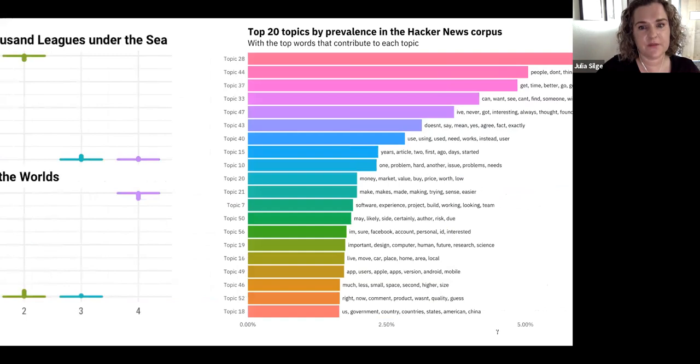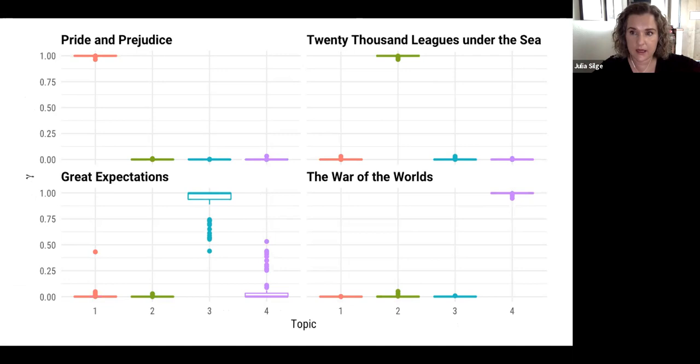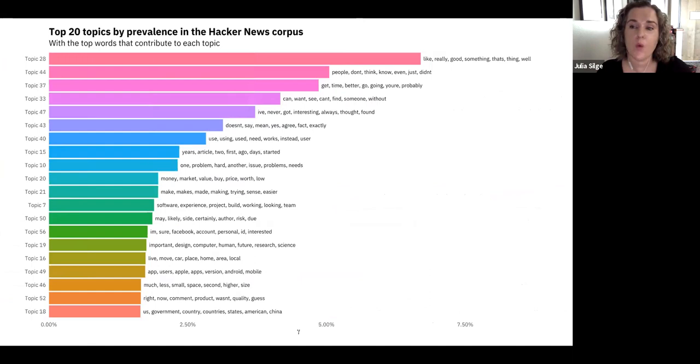Here are some results of topic modeling from a large corpus of posts on Hacker News. This is a different way of looking at it. The previous plot showed the probability of a document being generated from a topic. This is now the highest probability words of being generated from a topic. That first topic is the biggest topic across all of the Hacker News comments. It's kind of filler words, if you will.